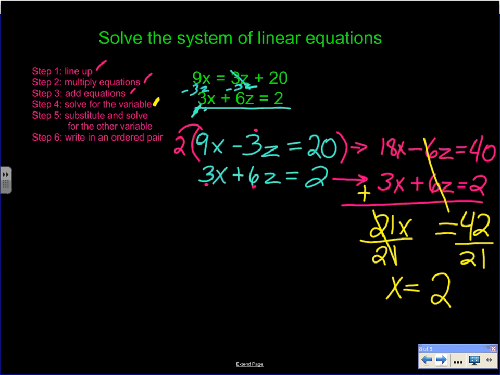X is equal to 2, 2. Kind of sounds like Tutu or Toto, like the little dog from the Wicked Witch.